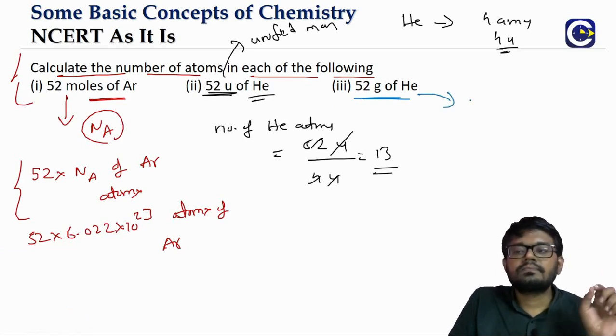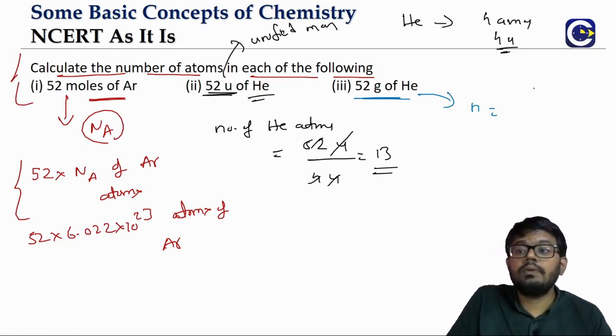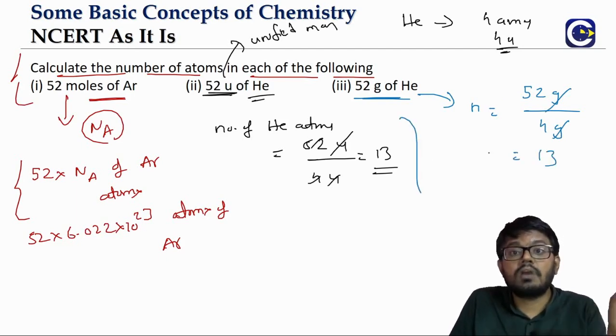So here we can calculate first what is the number of moles. How do you calculate the number of moles? Number of moles will be given mass in gram by the gram atomic mass of helium. What is it? 4 grams. So here you see, the number of moles is what?